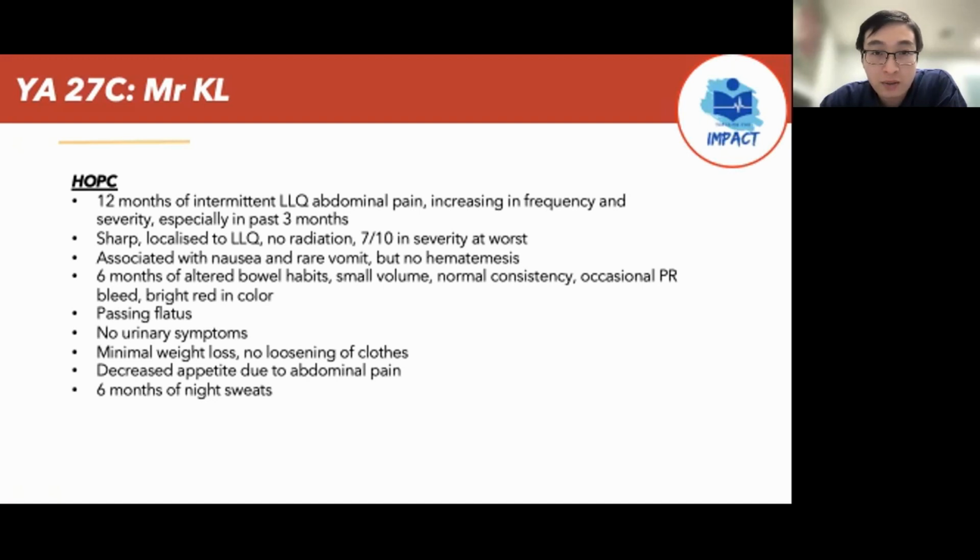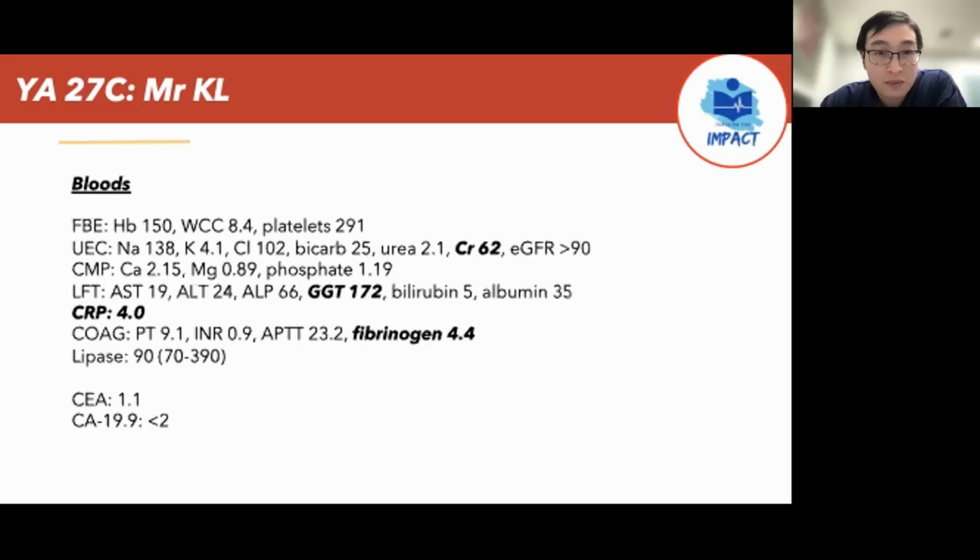Provisional diagnosis. Bloods were not very remarkable. GGT was elevated, probably consistent with heavy alcohol use. CRP was not that exciting. Fibrinogen was up because it's an acute phase reactant.